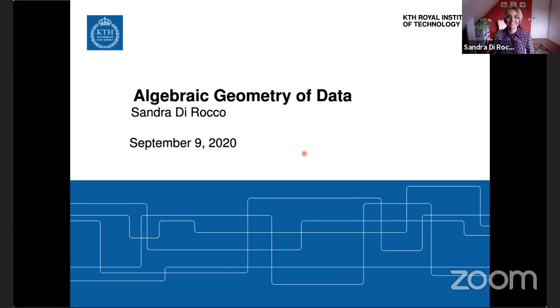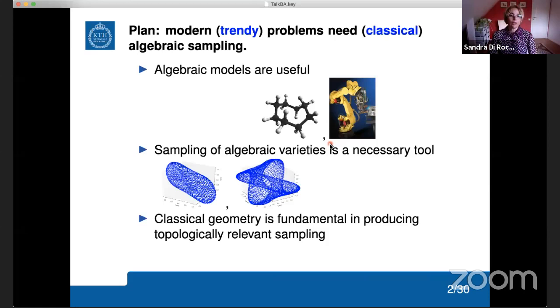Thank you. So, algebraic geometry of data. So the plan of the talk is to convey how algebraic models can be useful. Algebraic models appear quite naturally in many problems in science. And in order to understand and solve these problems, we need to choose points on a solution set of polynomial systems. And this is what we call sampling. I will define everything I'm saying. I'm just now explaining what my goal is.